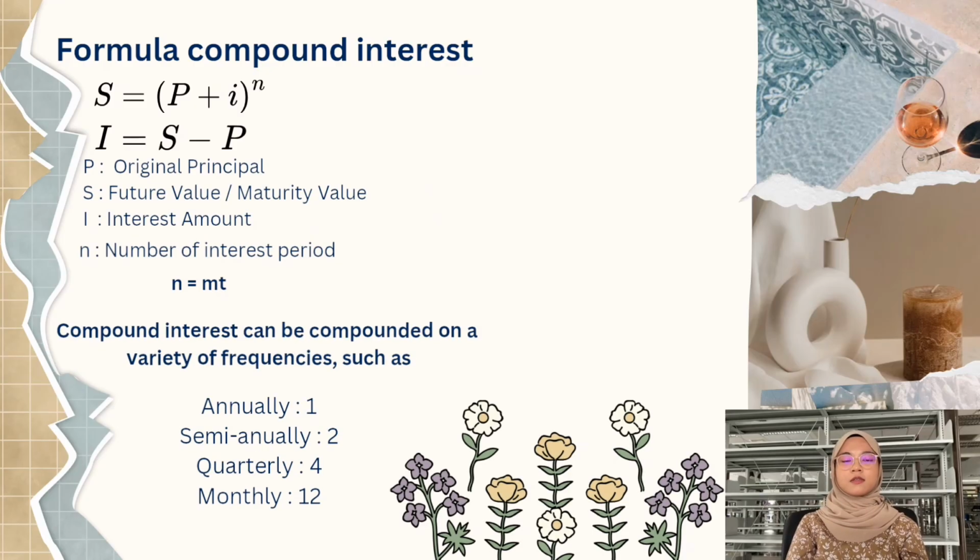The formula for compound interest is S equals P(1 + i)^N, and also I equals S minus P. P stands for original principal, S stands for future value or maturity value, I is the interest amount, and N is the number of interest periods. To find the number of interest periods, we use the formula N equals MT.